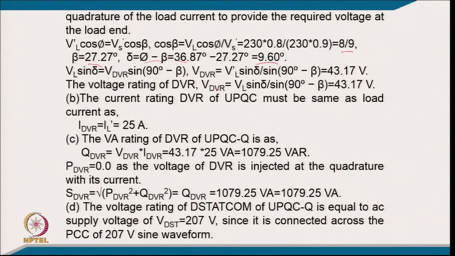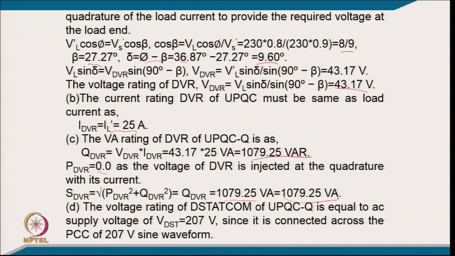So, we can find out the rating of VDVR, 43.17, and the current rating of the DVR is the same as the load current, because it is connected as a series compensator on the load side. The VA rating of the UPQC is typically the voltage rating into the current. P is 0 because it is a UPQC, so you do not inject any active power, and the SDVR will be the PDVR, that is equal to 1079.29.